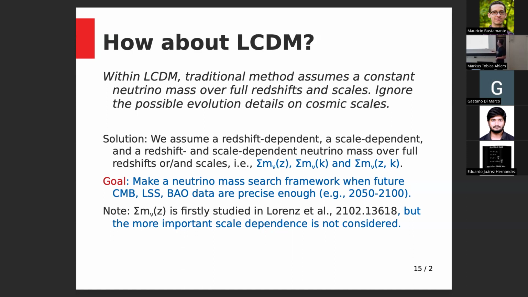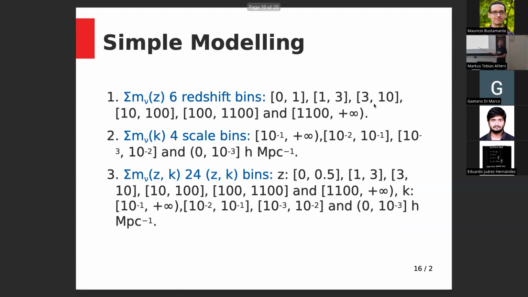We should acknowledge that the redshift dependent case Mν(z) was first studied in Lorenz's paper, but the more important scale dependence was not considered there. I think their work is interesting. I think we need to wrap up. We do not have much time. Maybe come to a conclusion.